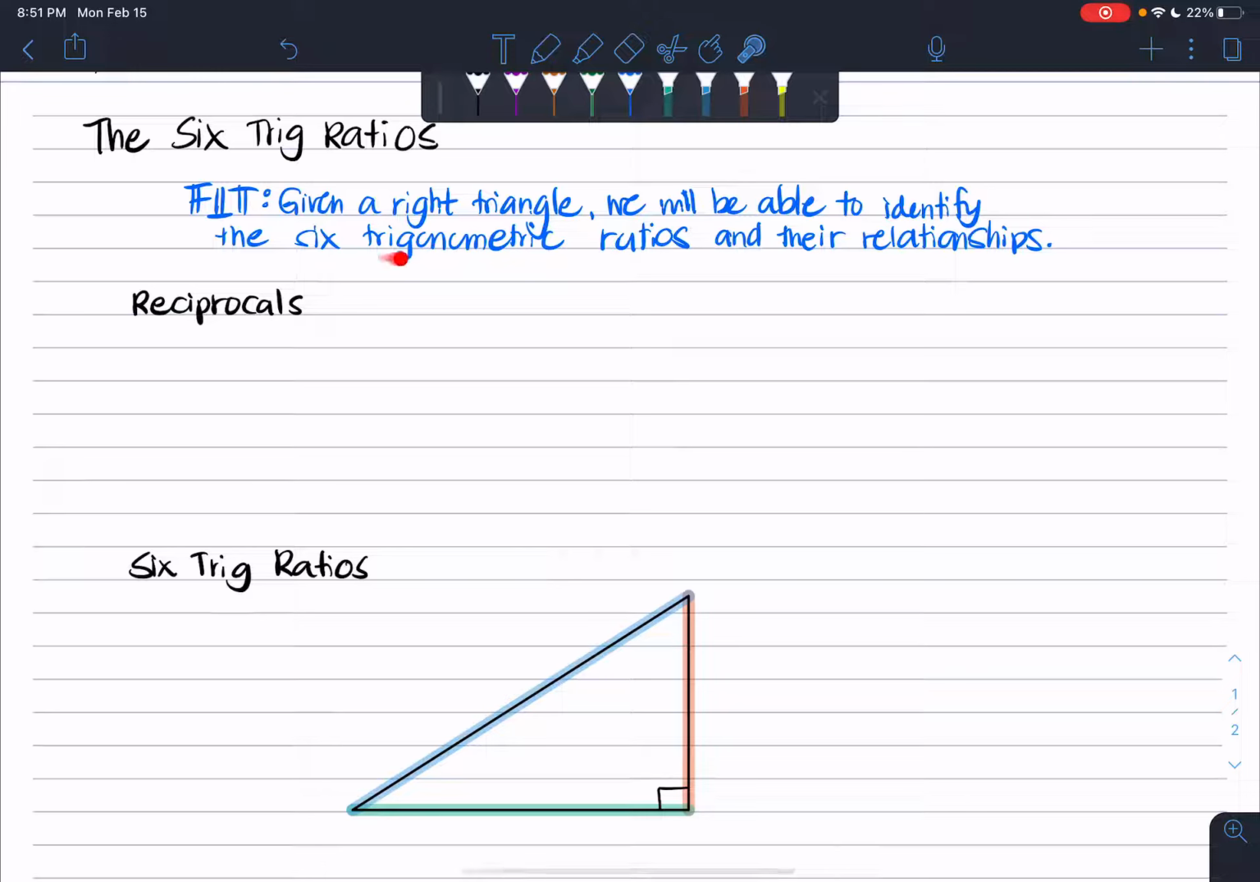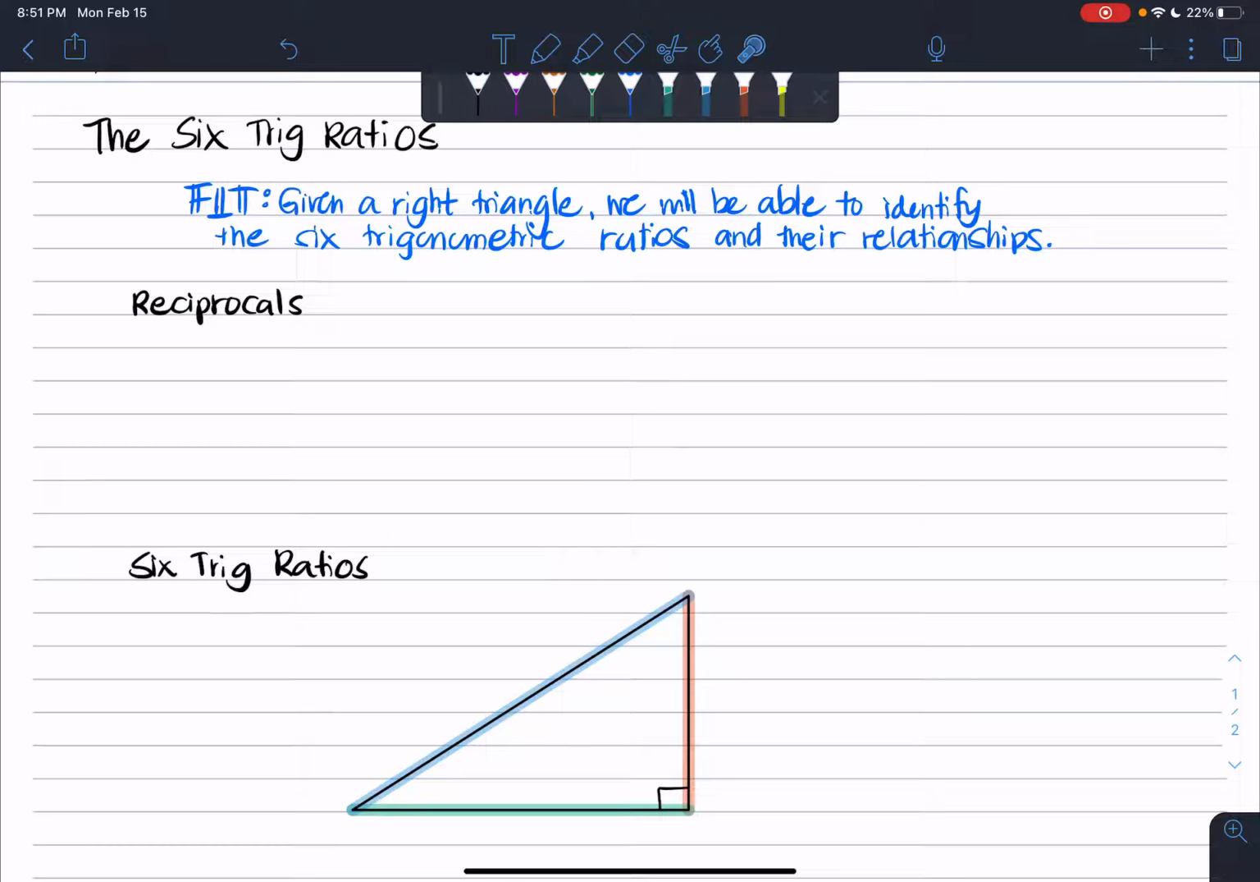First, this part here. 6 trigonometric ratios. Okay, what we've been looking at for the past 2 weeks are 3 trig ratios. But today, we're basically going to add on another 3 for a total of 6 trig ratios that we can learn about in this class.